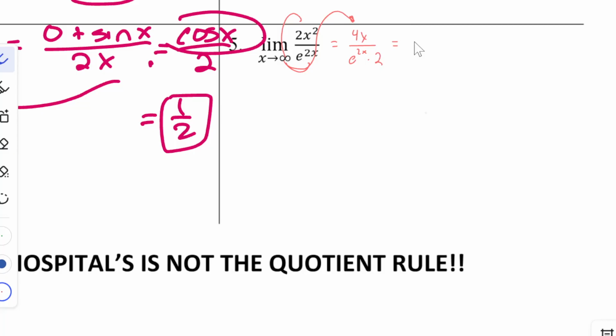So I'll do L'Hopital's again. Derivative is 4. Derivative of this one is 2x times 2 times 2. So then I plug in infinity and I get 4 over infinity, which is 0. Final answer.